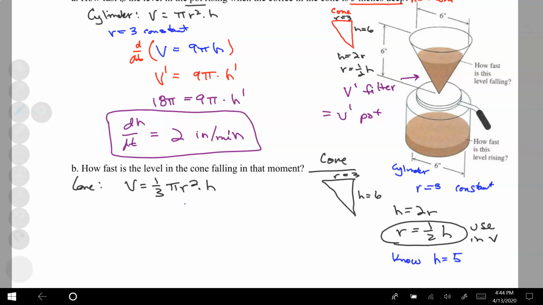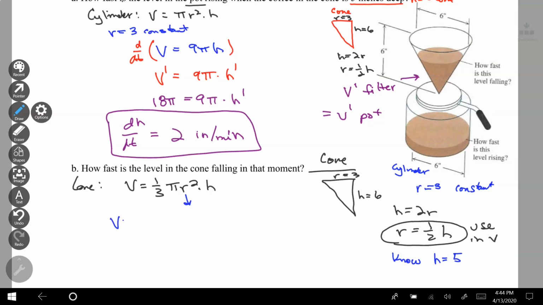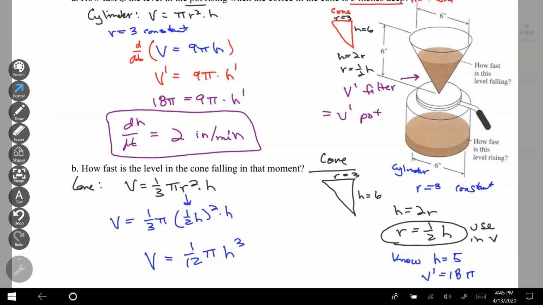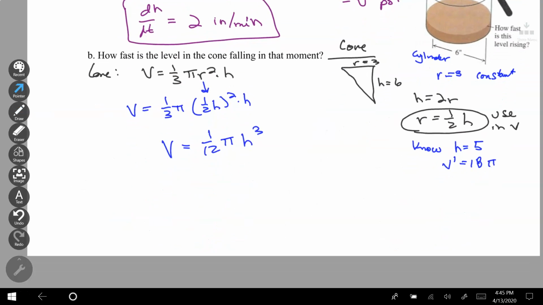Here's my volume equation. I'm going to get rid of this r. V equals 1/3 pi, 1/2 h squared times h. I think we've done this many times in the last couple classes. 1/12 pi h cubed. That is my volume of the filter. I also know my height is 5, and my V prime is equal to 18 pi. I'm going to move this up a little bit. Get some space.